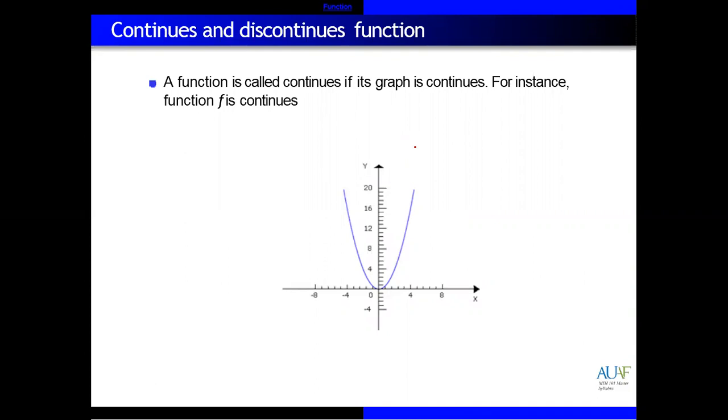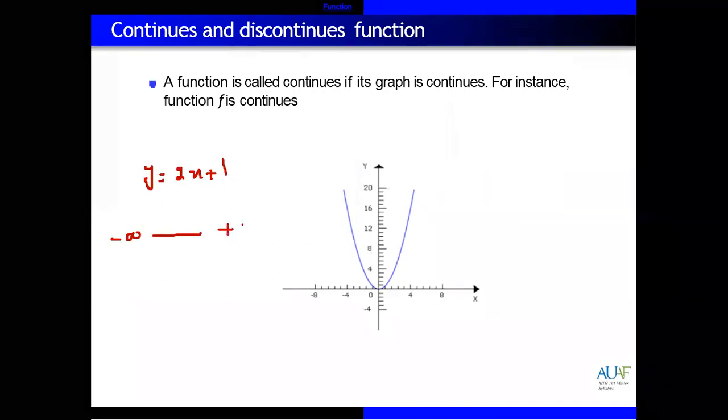What does continuous mean? Continuous function and discontinuous function? A continuous function means there are no breaks in the graph. Like if we have the equation y equals 2x plus 1, you can give values from minus infinity to plus infinity, and you will receive a value for y.